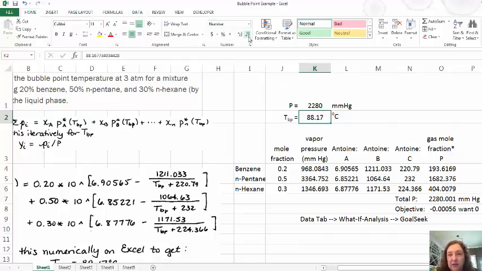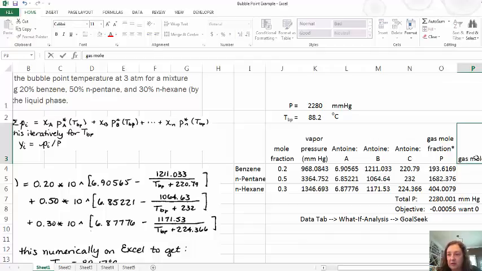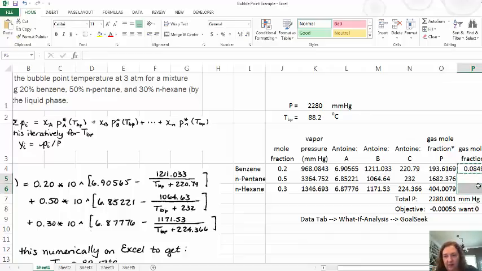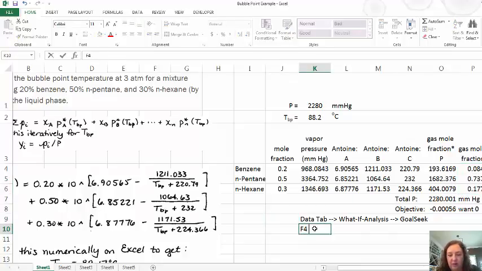That's a disturbing number of significant figures, so I'll adjust that so that I know that's not the exact answer. And if I want to know the gas mole fraction, it's simply going to be this divided by the total pressure. Again, if I want to be able to copy that, I'm going to highlight the K1, use F4 to insert dollar signs, and now I can copy those down and I have the gas phase mole fractions of all of my compounds.